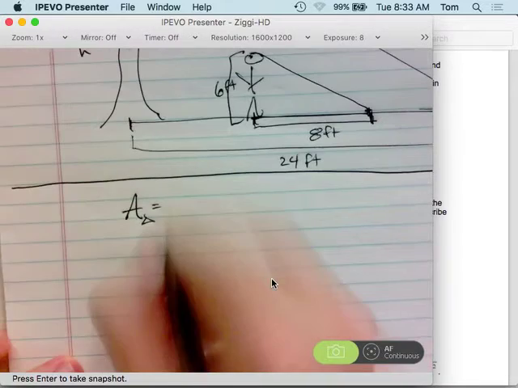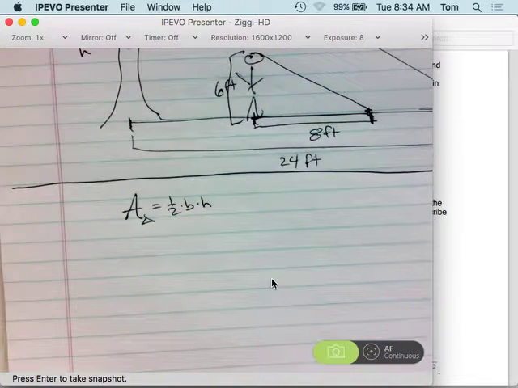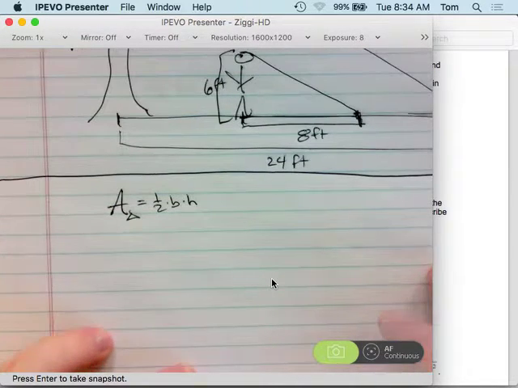Yeah, base times height divided by 2, right? 1/2 base times height. Okay? You guys know where that comes from? It comes from cutting a rectangle in half, or a rhombus in half, okay? All right? So, little math mini lesson here.